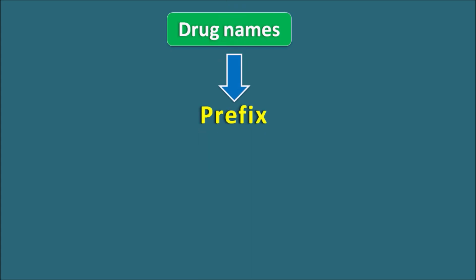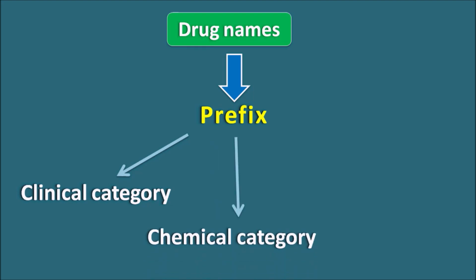But sometimes you can also use the prefix of the drugs in order to remember the drug names as well as their categories. So the prefix of a drug may indicate a clinical category. For example, a prefix like gly indicates it is an oral hypoglycemic agent. A prefix like MER indicates it's a mercury compound.